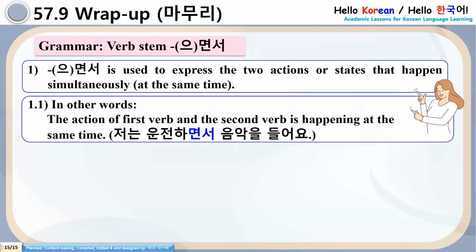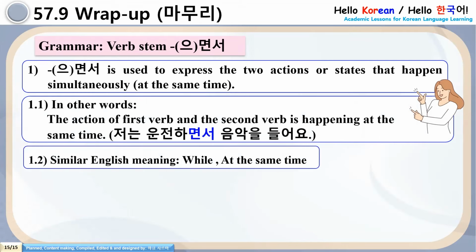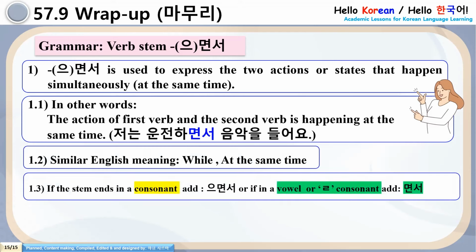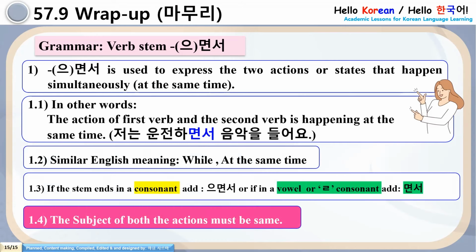In other words, we can say the action of first verb and the second verb is happening at the same time. And if you memorize only this one sentence, 저는 운전하면서 음악을 들어요, this grammar is over permanently, forever. 1.2, similar English meaning, while or at the same time. 1.3, if the stem ends in a consonant, add myeon-seo, or if in a vowel or la consonant, add myeon-seo. Conjugation rule is over. And C 1.4, very, very important, 여러분, the subject of both the actions must be same.